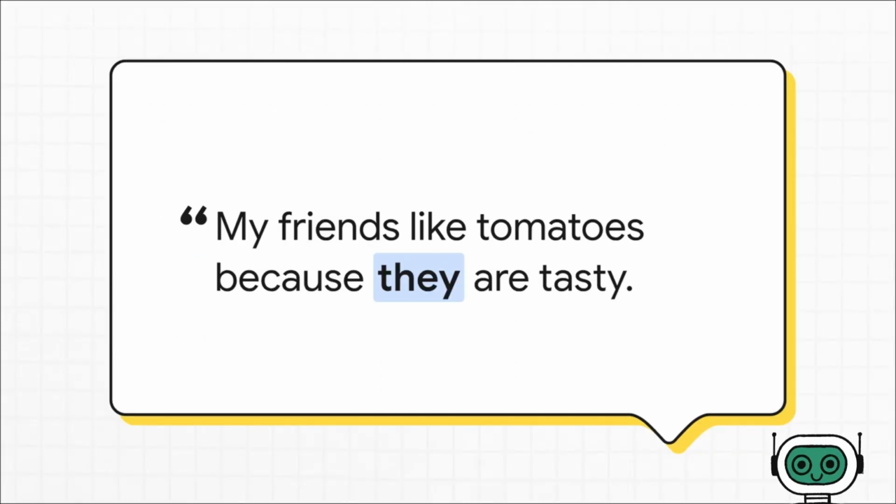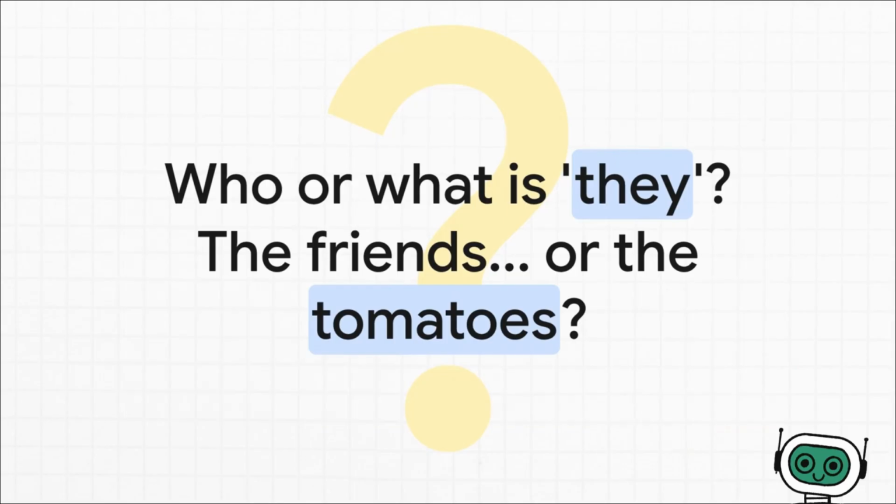Okay, on to the second mechanism, which is probably the most famous part of the transformer. Take a look at this sentence. For us, it's easy. We get it instantly. But for a computer, there's a tricky little ambiguity hiding in there. The issue is that word, they. Is it talking about the friends or is it talking about the tomatoes? To make any sense of this sentence, the model has to figure this out. This is a classic challenge in natural language processing.